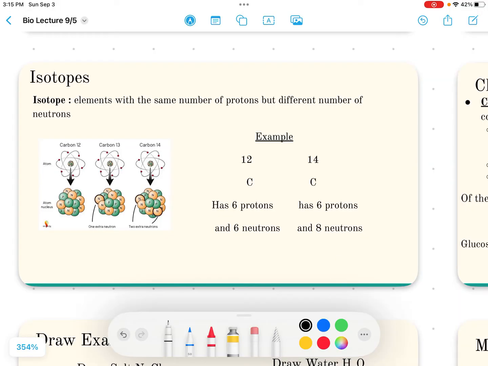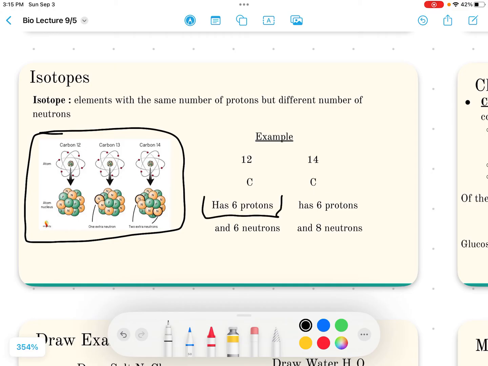So for example, we talk about carbon. Carbon is a common isotope that we deal with. And we have, for example, carbon-12, carbon-13, and carbon-14. Each of these are different based off the number of neutrons that they have. So carbon-12 means it has 6 protons, and it has 6 electrons. Just like what we talked about earlier, because we took 12, the atomic mass, minus 6, and we got 6 neutrons.